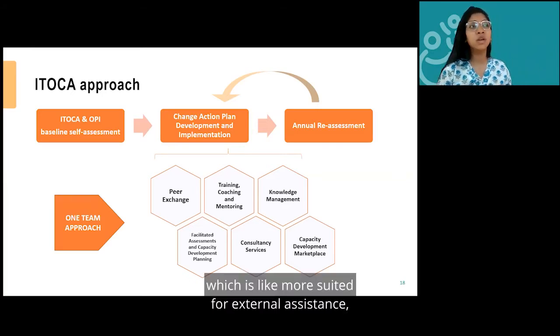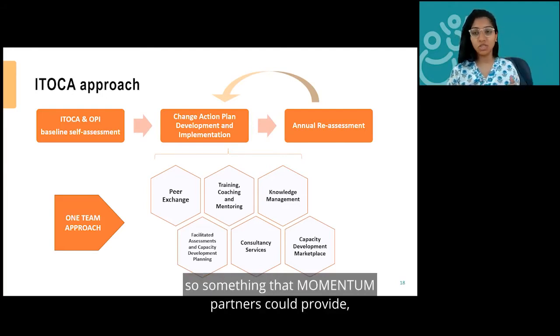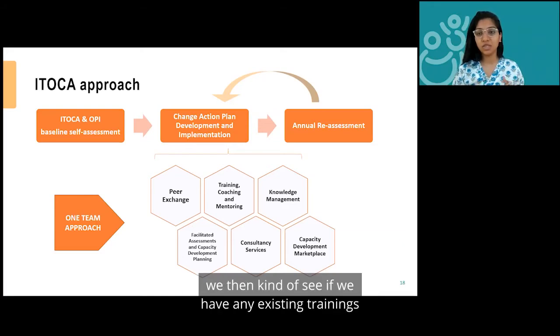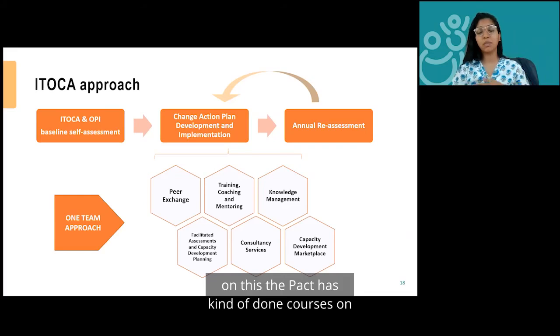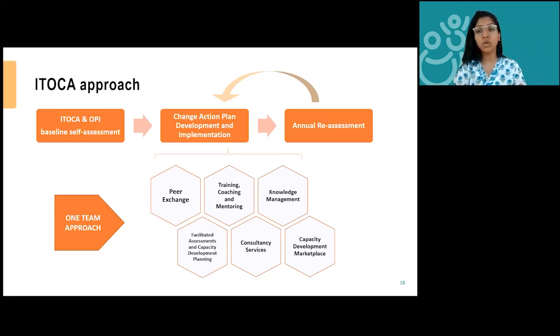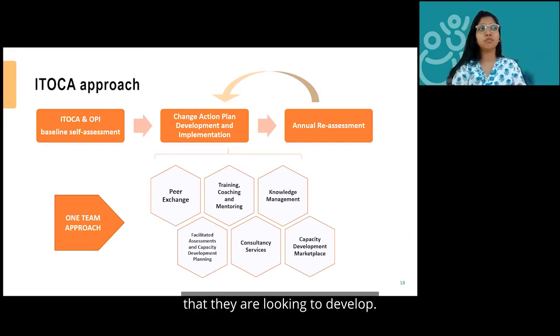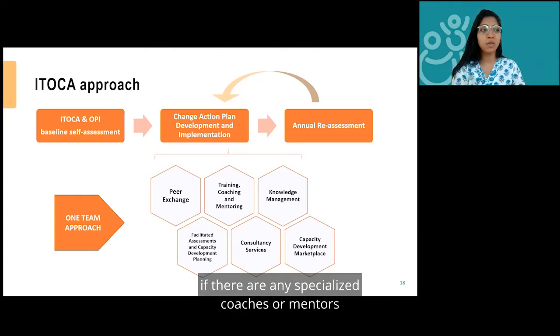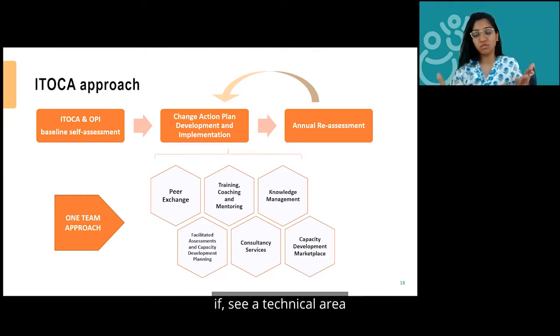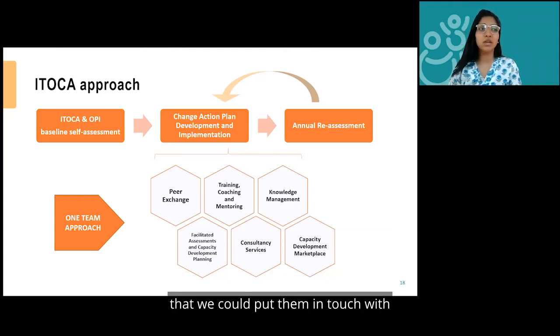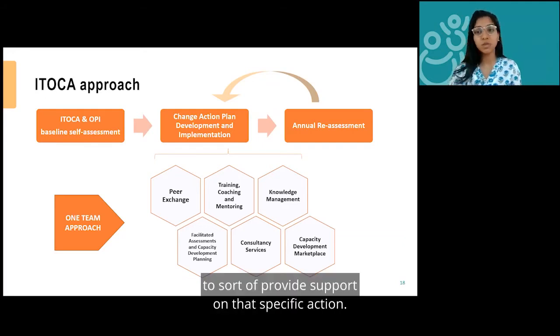which is more suited for external assistance, something that Momentum partners could provide, we then see if we have any existing trainings on this that PACT has done courses on, which could speak to the area that they are looking to develop, or secondly, see if there are any specialized coaches or mentors, if it's a technical area, that we could put them in touch with to provide support on that specific action.